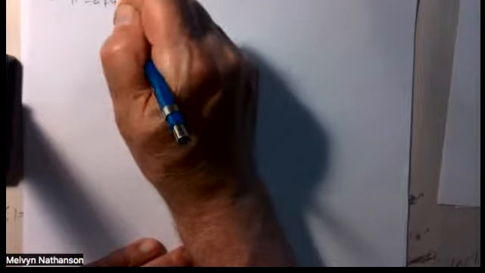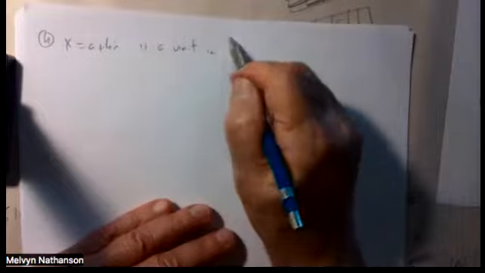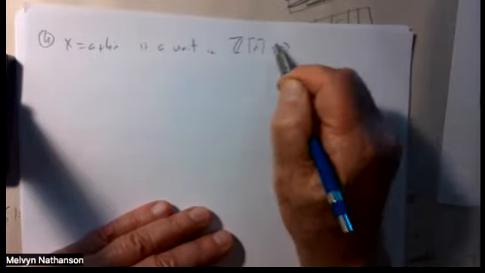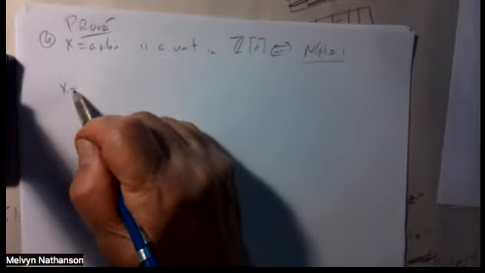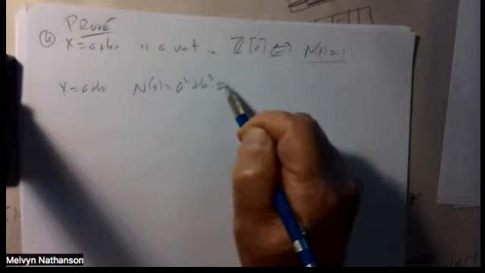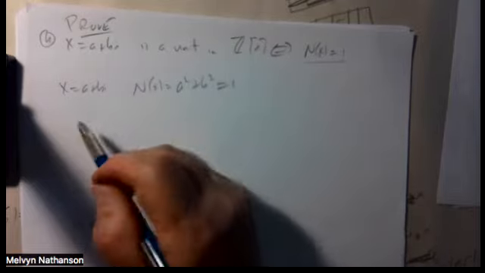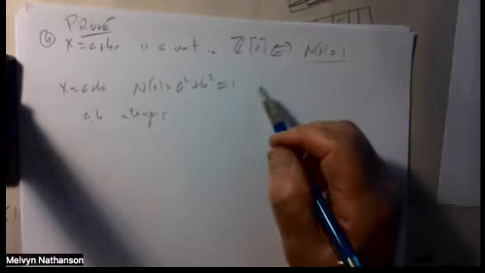Okay. Then you want to prove x, where x is a plus bi, is a unit in this ring if and only if the norm of x is 1. So what does it mean to say the norm of x is 1? If x is a plus bi, the norm of x is a squared plus b squared, and that's supposed to equal 1. Now, a and b are integers. So this a squared plus b squared is 1.